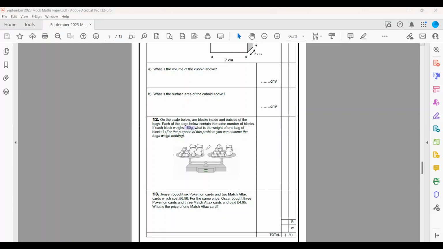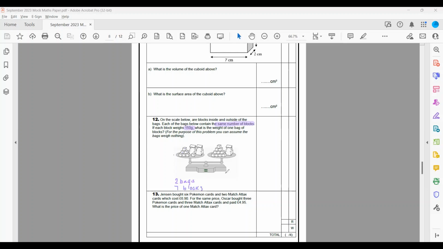So we know each block weighs 150 and each bag contains the same number of blocks. Looking over here, on this side, the scale is balanced perfectly, so we know they both weigh the same. On this side, I have two bags, and I have 1, 2, 3, 4, 5, 6, 7 blocks.